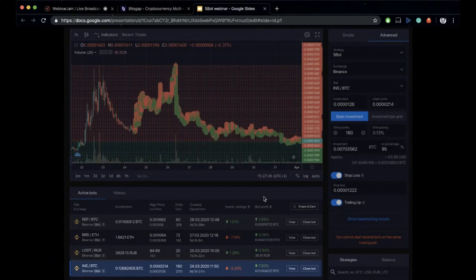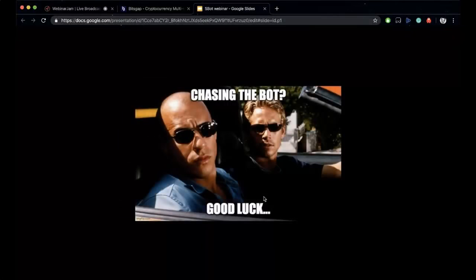So would you try to beat the autobot? Would you consider making this amount of trades only within the period of 8 days? I doubt it. So chasing the bot, good luck.